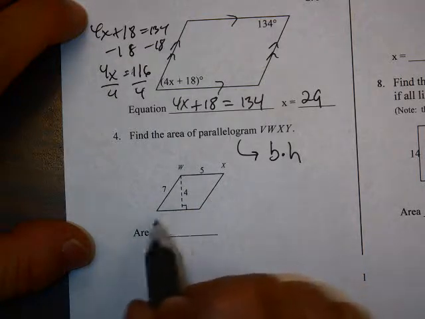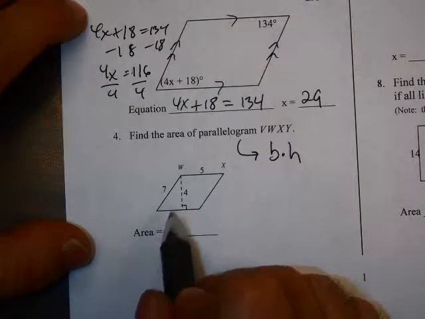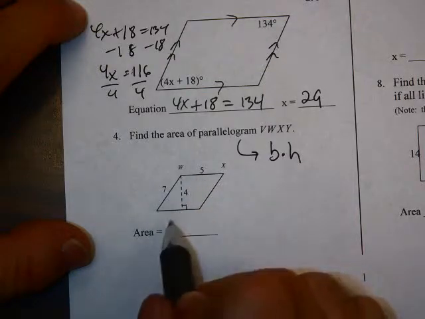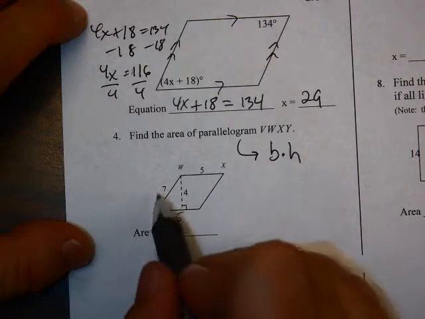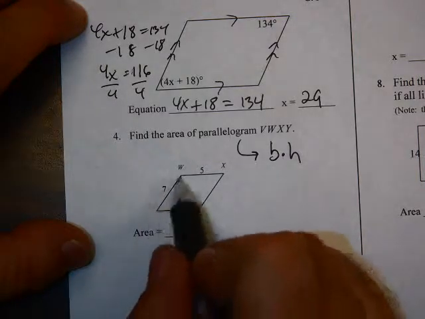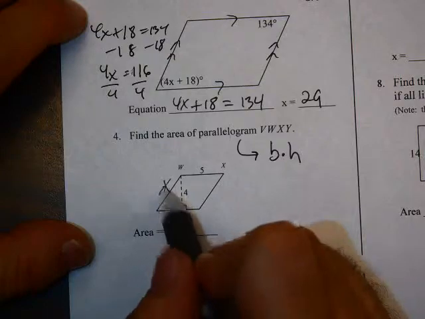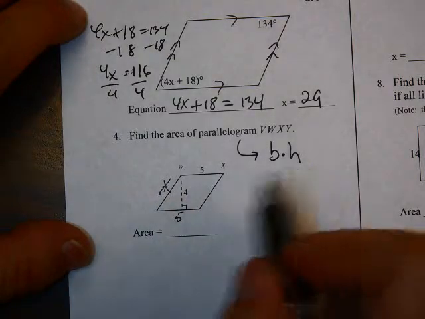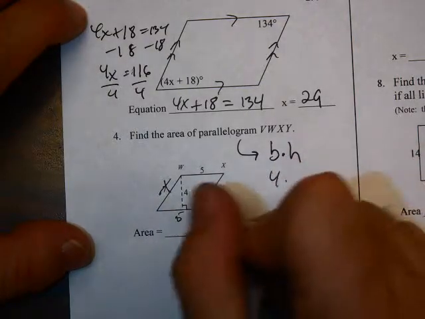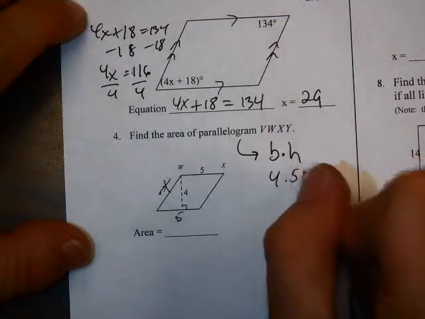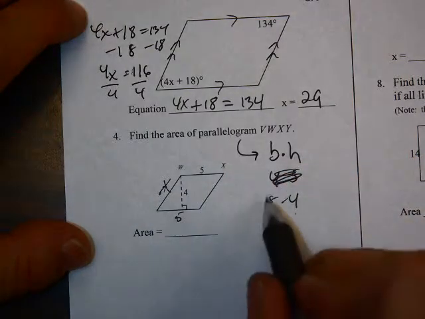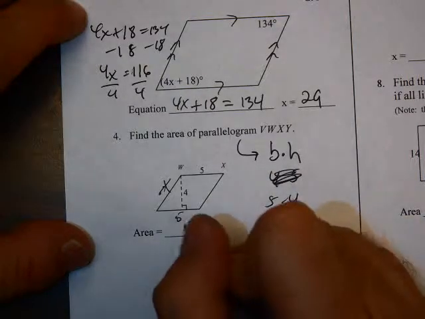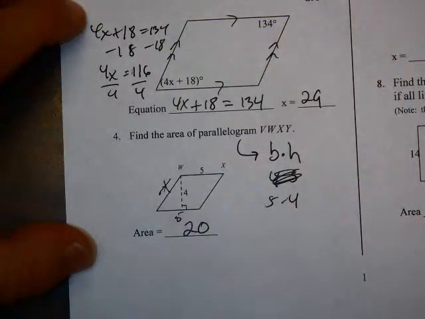Now there's nothing down here, but remember with parallelograms, the opposite sides are equal. So if this is a 5 up here, this is a 5 here. Notice I don't need the 7 because that's not making a right angle with anything. Get rid of that. So for the base times height, the height is 4. I should have put that. 5 is the base, 4 is the height. Multiply those, and you get 20.